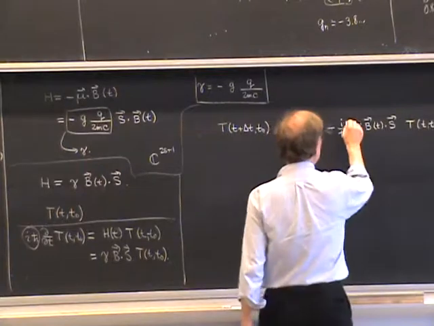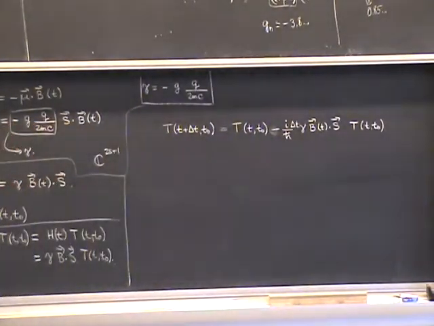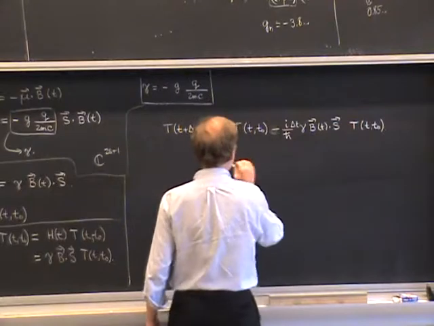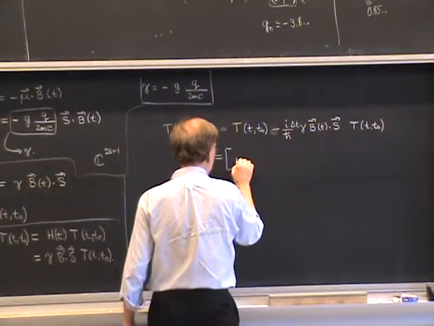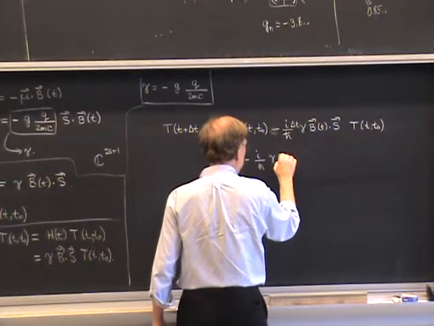And this should have been multiplied times delta t. So the first order in delta t, that's the time, the small time step. Now U(t, t0) is a common factor here. We can take it out to the right, and we can write this this way: it's identity minus i over h bar gamma delta t.